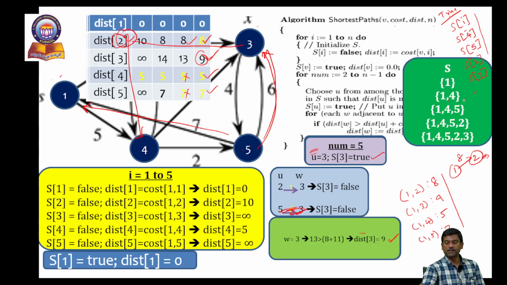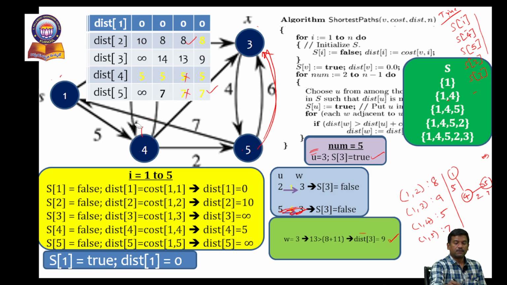Actually, according to this case, 1 comma 4 has to be taken into the first scenario, that is from 1 we can reach 4 with the minimum shortest distance equal to 5, and from 4 we can reach 5 with the distance equal to 2, totally 7. The same thing you can also observe in this distance matrix.